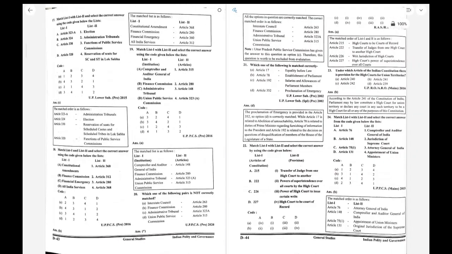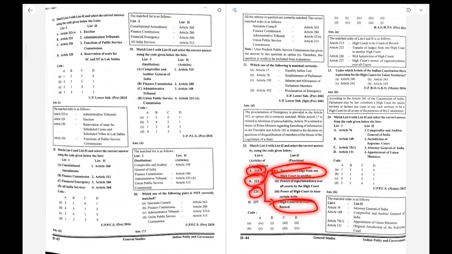Now here, Article 215 provides for High Court to be a court of record. 222 provides for transfer of judges from one High Court to another. 226 provides for power to issue writs, and 227 provides for power of superintendence over all courts by the High Court. So the correct answer here is A.